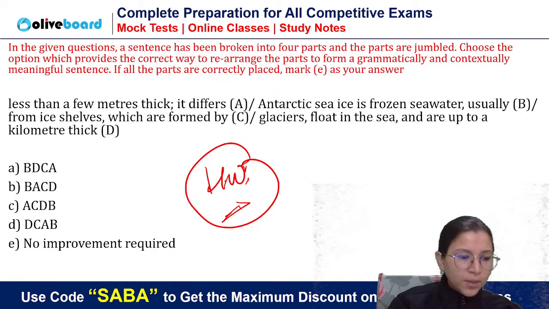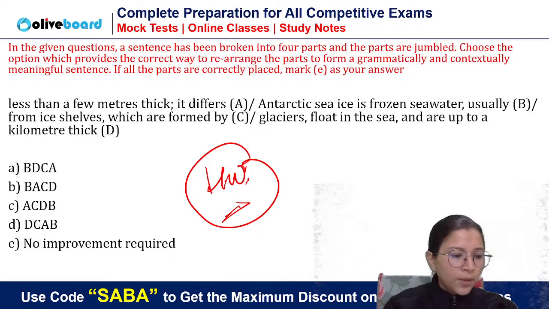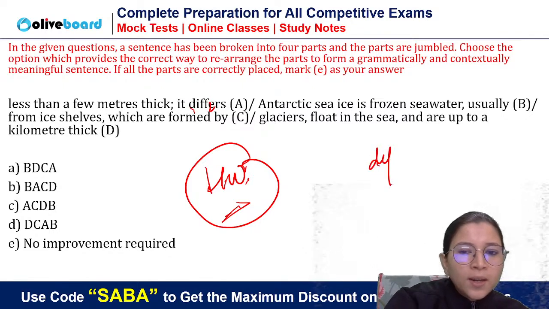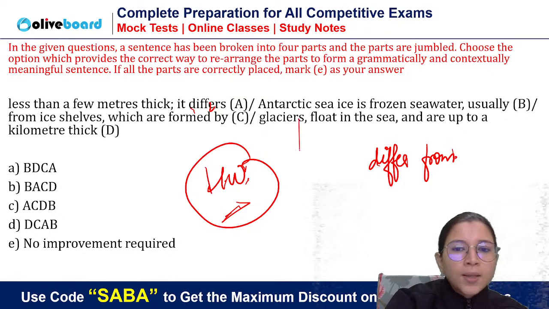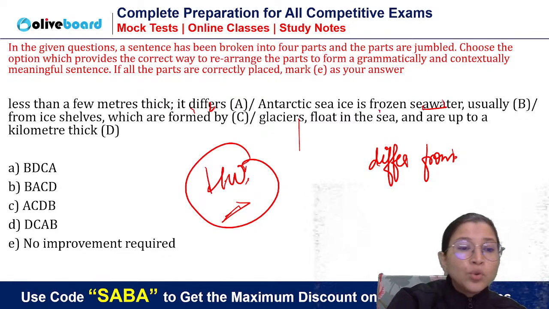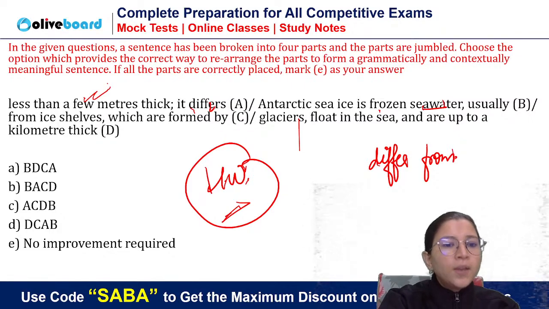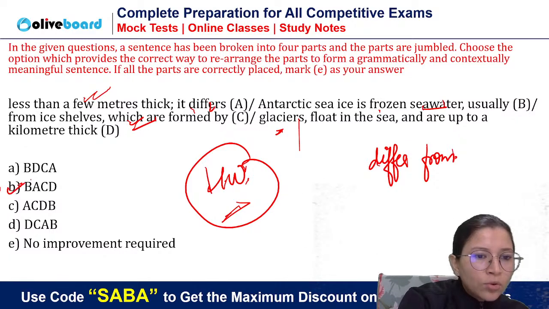Make, have, all these take bare infinitive, right, Naveen? Simple. We know this case that differ from is used. Differ from is paired. Antarctic sea ice is frozen sea water, usually less than a few meters thick. It differs from ice shelves which are formed by. So can we say BACD? Right, BACD is going to be the answer.